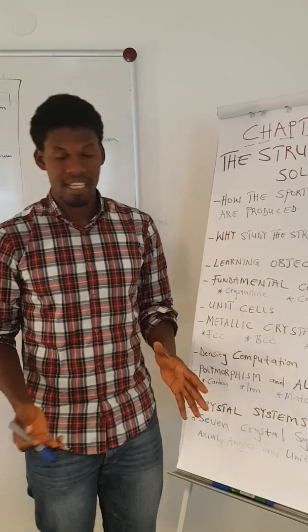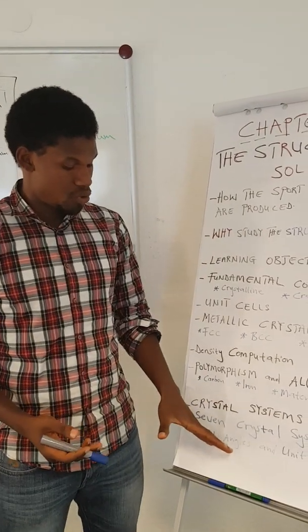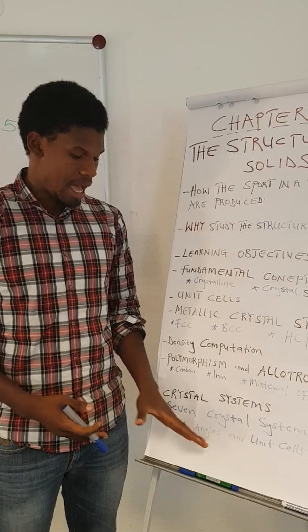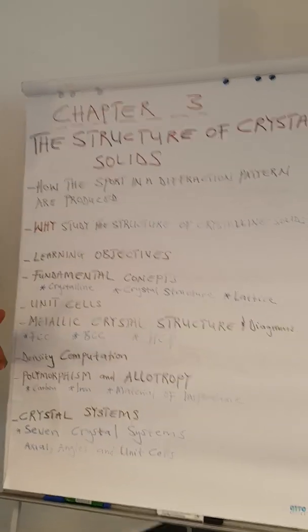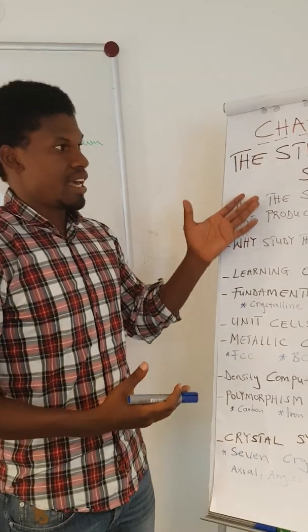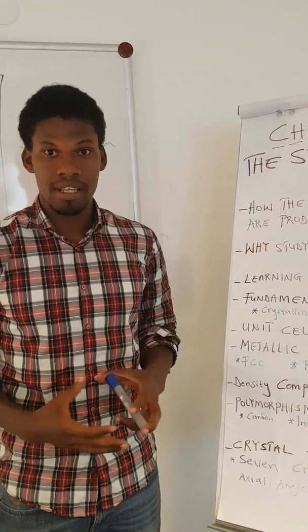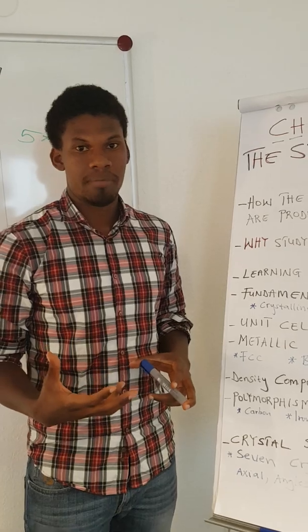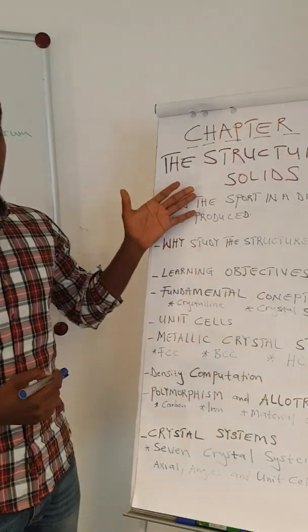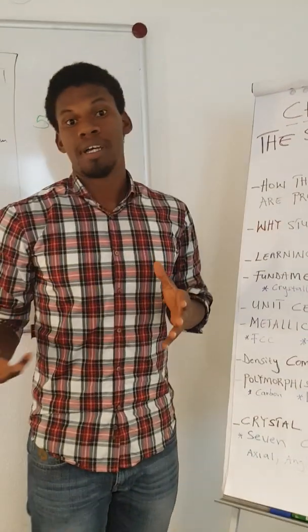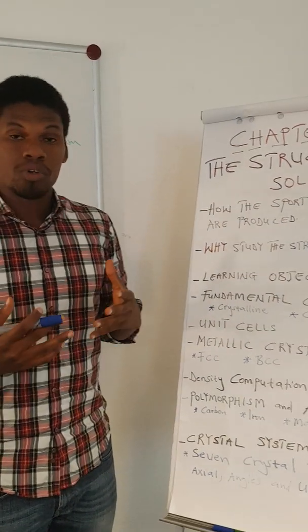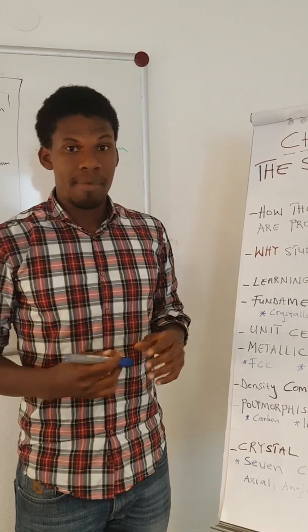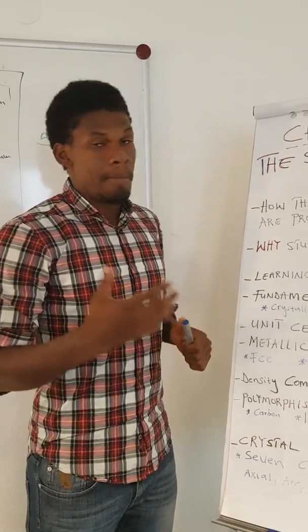So we have 7 crystal systems, and we're going to see them in terms of their axial angles and the unit cells. You might ask why we study crystalline structures in solid materials. We study them because the structure dictates the properties of these materials. For example, we can use X-ray diffraction to determine the structures of a material.